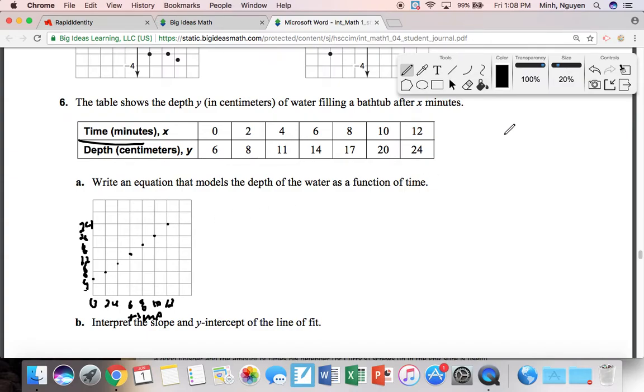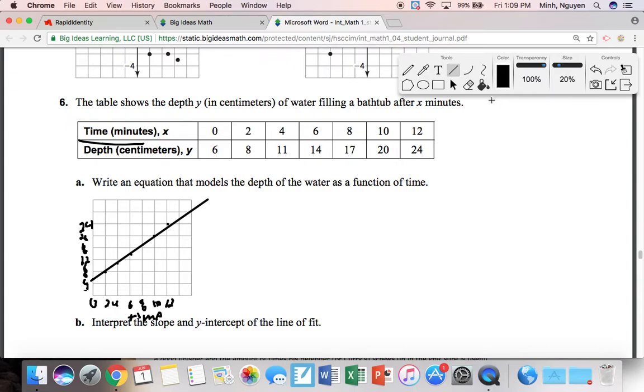So write an equation that models the depth of the water. This does not have to be perfect, but something that looks like that. It looks like it fits the points pretty well. If yours looks like this, I don't think that's much to penalize you for. Anything within this range is pretty acceptable. I will just say like that.